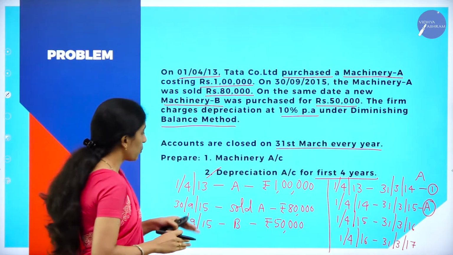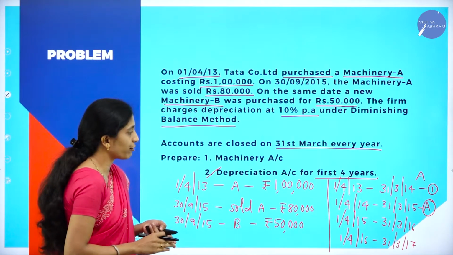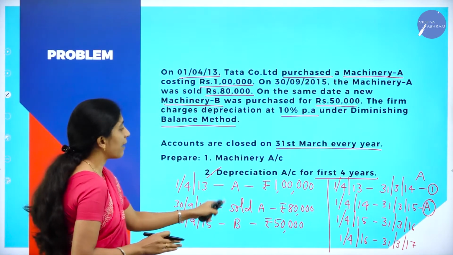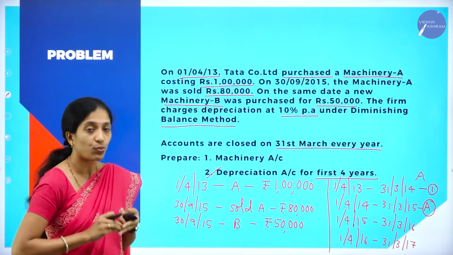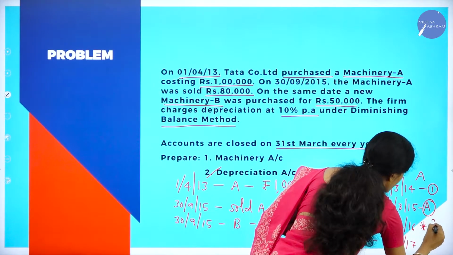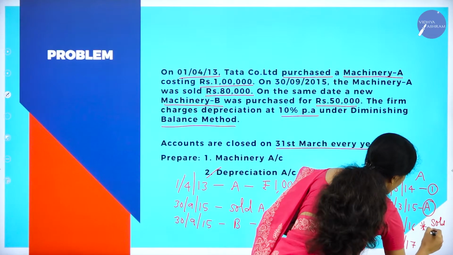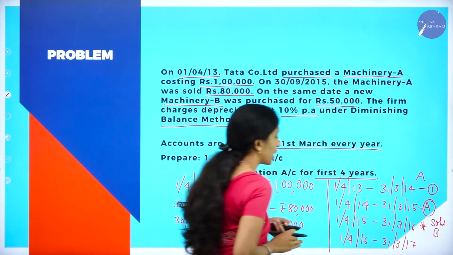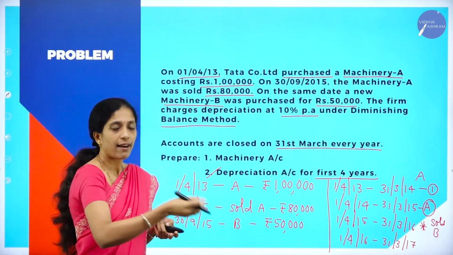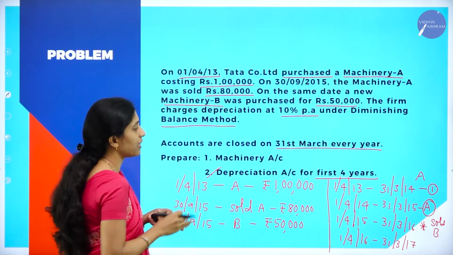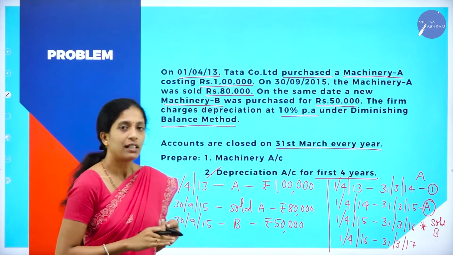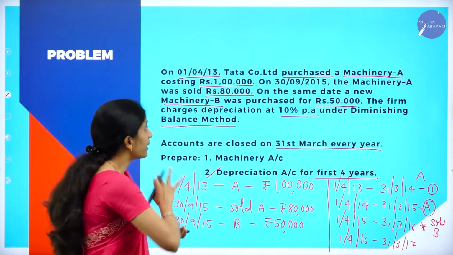Now in the third year, what happens? On 30th-9/2015, which falls under the third financial year, they have sold the machine and they have purchased one more machine. So here we have to be very careful, because one they have sold, and in the same way machine B was purchased. That is, on 30th-9/2015 they also purchased one more new machine, that is machine B. In the third year, you have to be very careful while preparing the ledger accounts. Hope you are clear with the problem.